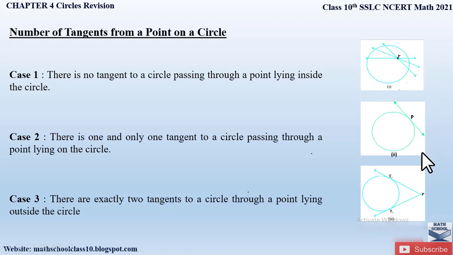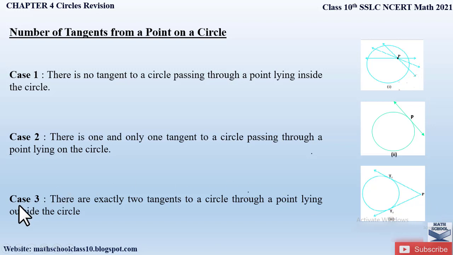Right, so these are the three cases. When there is a point inside the circle, there can be no tangents drawn. When there is a point on the circle, there can only be one tangent drawn from the point on the circle. And the third case is when the point is outside the circle, there are maximum two tangents that can be drawn from a point which is lying outside the circle.